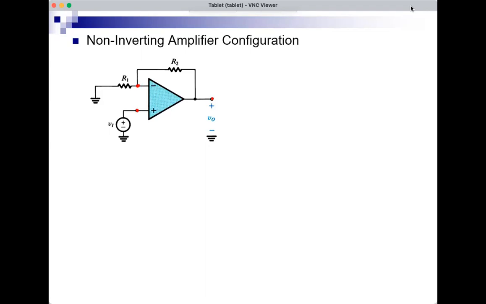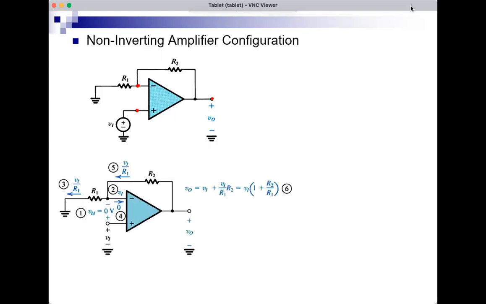So again, we can analyze this using first the ideal situation. So here I have the voltage at this node equal to VI, and then I have a virtual short circuit between the 2 inputs if I assume that the open loop gain of the op amp is infinite. So this means that the voltage here is also VI.